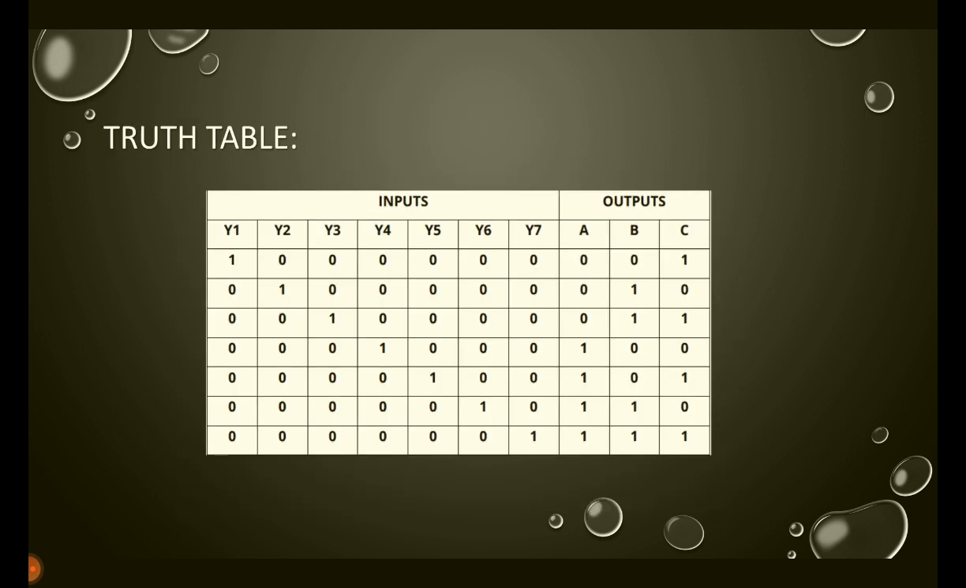Truth table. When you give input value for Y1, you get output value for C. When you give input value for Y2, you get output value for B. When you give input value for Y3, you get output for B and C. When you give input value for Y4, you get output value for A. When you give input value for Y5, you get output value for A and C. When you give input value for Y6, you get output value for A and B. When you give input value for Y7, you get output value for A, B and C.